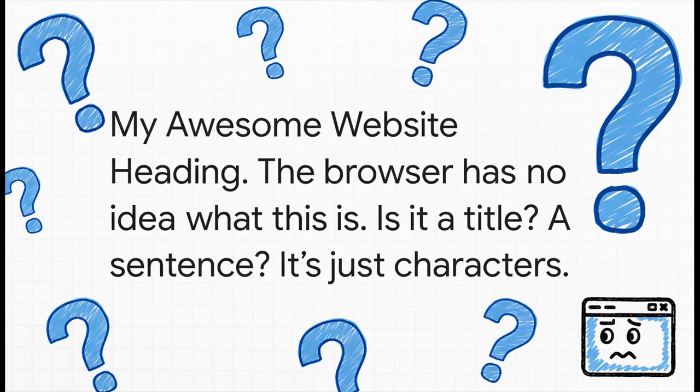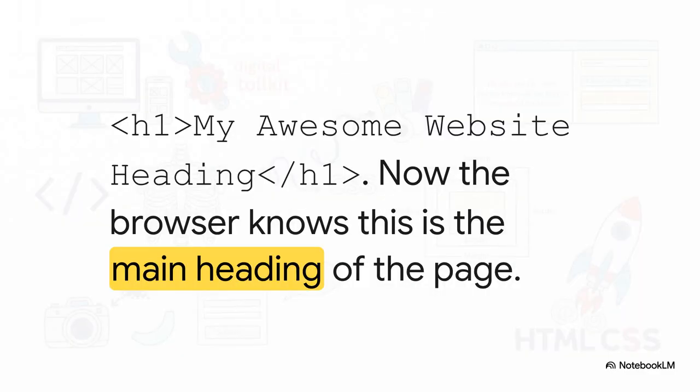For example, look at this. It's just plain text. A web browser has no clue what to do with it. Is it a title? Is it a paragraph? It's just words on a screen. But now, watch what happens. By wrapping that same text in what we call tags, in this case, an H1 tag, we've marked it up. We've given it a job. We've officially told the browser, this isn't just random text. This is the main top-level heading for this page, and the browser knows exactly what that means.